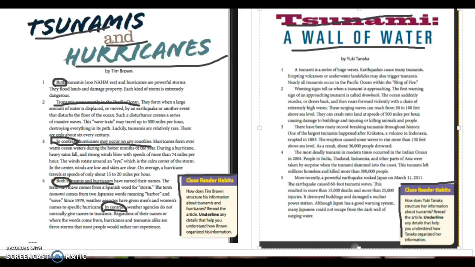Alright, so in this passage, I'd like you to take about a minute to 30 seconds to identify possible context clues that show us the structure of this text.